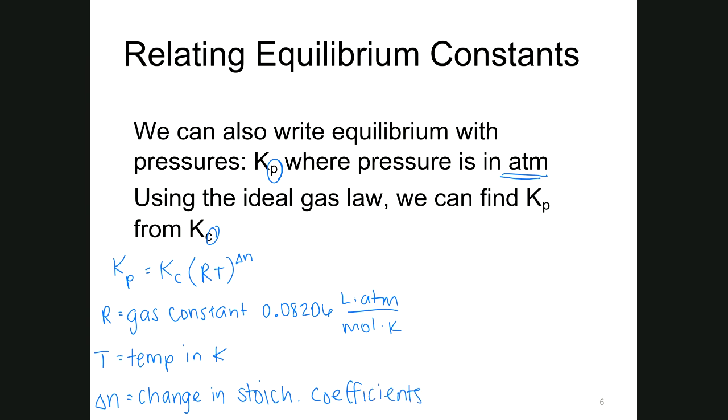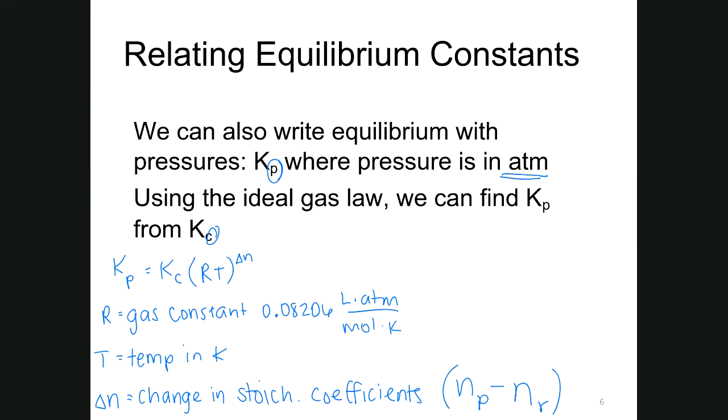And so remember, anytime we're doing a change, we always do our final minus initial. So in this case, it would be our moles of products minus our moles of reactants. And again, we're just looking at the stoichiometric coefficients. We don't need to do any math if we know the grams or the molarity or anything. We don't have to find our moles. We're just using those coefficients.